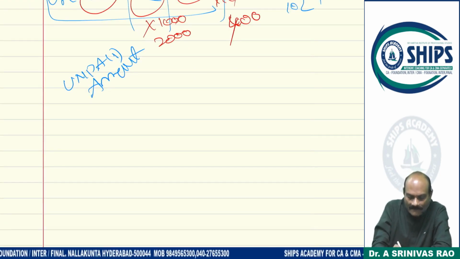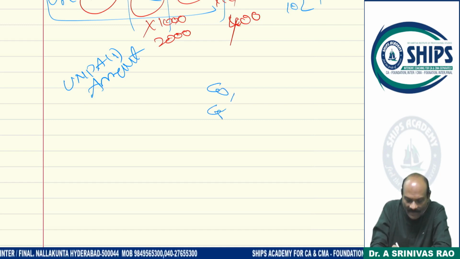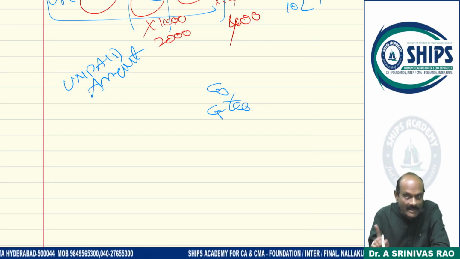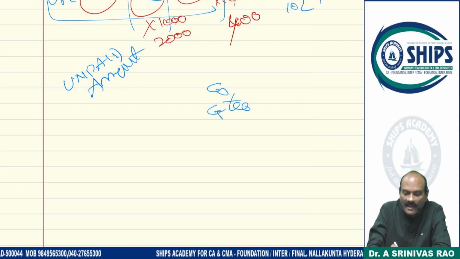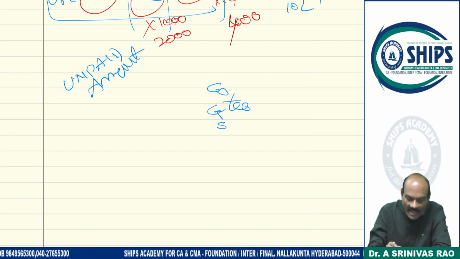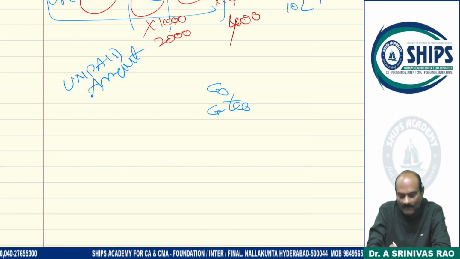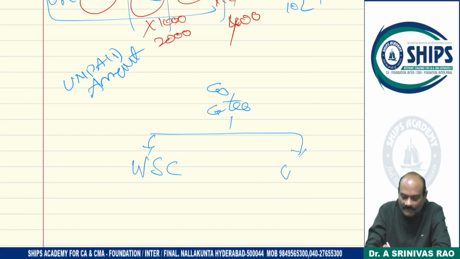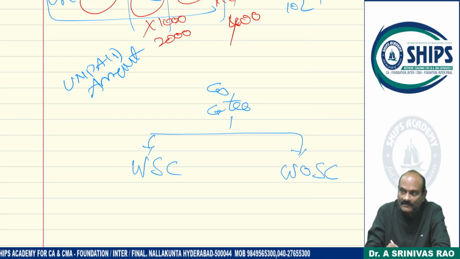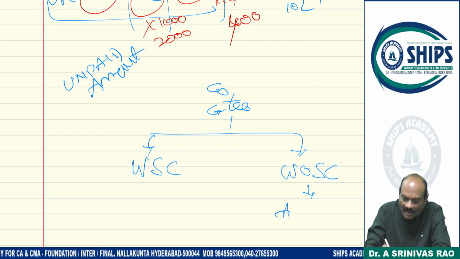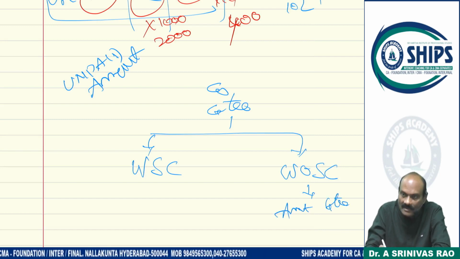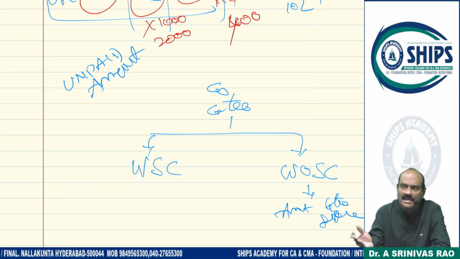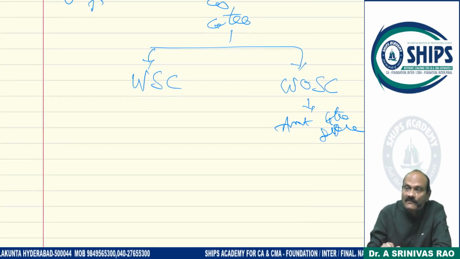For example, a company limited by guarantee. Your company limited by guarantee can be with share capital or without share capital. Without share capital, it is the amount of guarantee given. That's it, just to pay that money. There is no capital, so whatever the guarantee amount is, you pay that money. Enough. The second one is with capital.